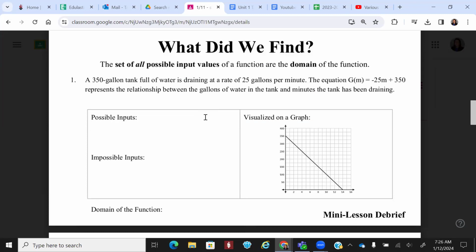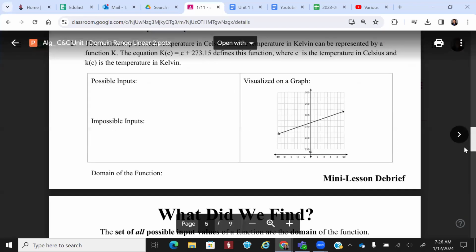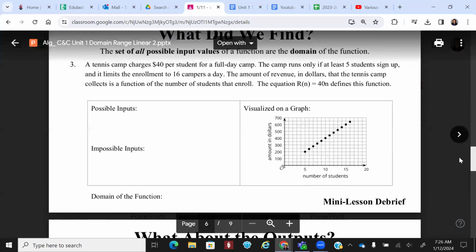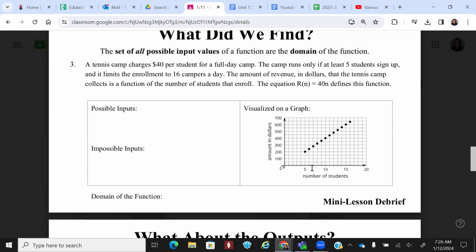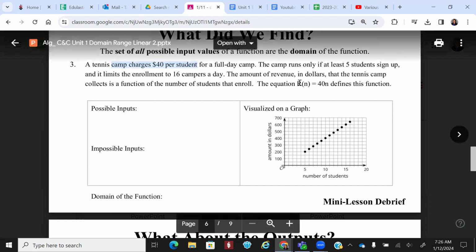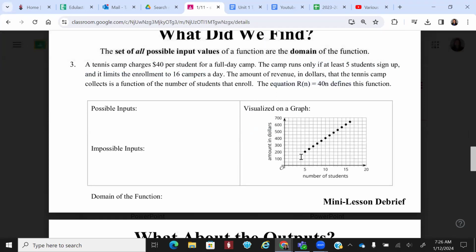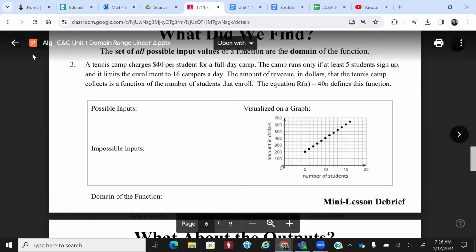Okay. On one of the problems, you're not going to be given the graph. You're going to be given what's going on in the scenario. Kind of like this one without the graph. Okay. Yeah, let's talk about this one. So we got tennis camp and it charges $40 per student. The camp runs only if at least 5 students do it and limits it to 16 campers a day. Okay, here's your equation. Okay, now what are possible inputs? What are possible domain values? 5 to 16.